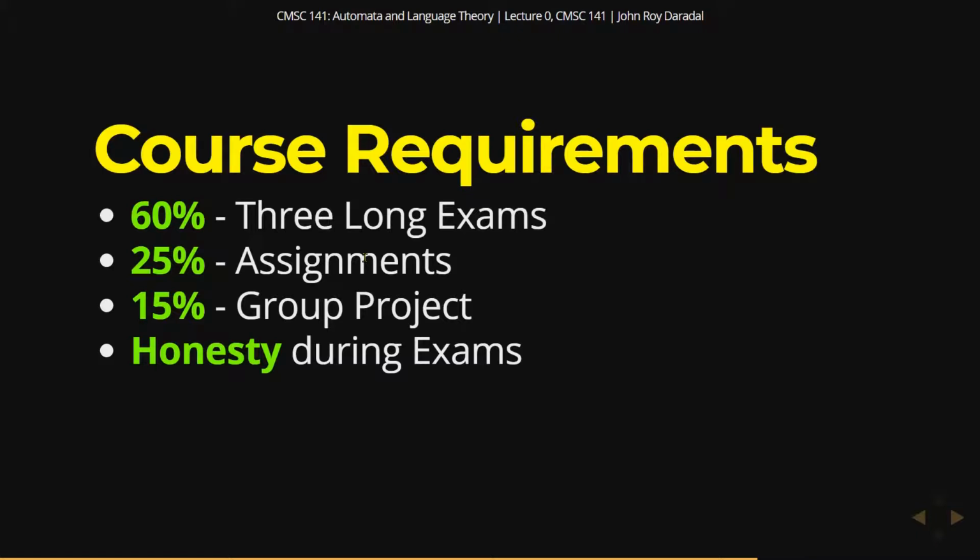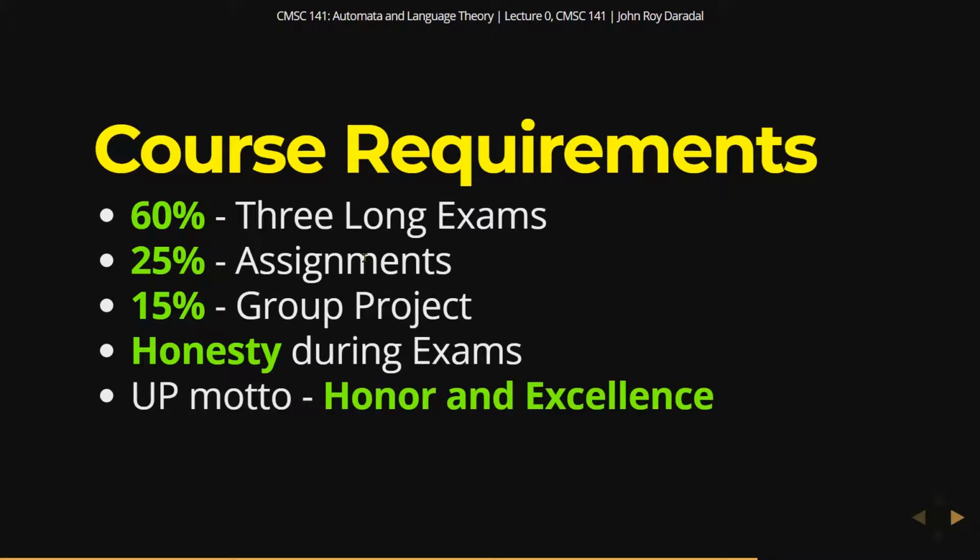Don't ask other people for any ideas. Just answer it on your own. Just remember that honor comes before excellence. Even if you score a high score, but you actually got it because you just copied from someone, it's not honorable at all. So it's already open notes and you have ample time to finish it, so just please work on it individually. Okay, so that's it for course requirements.